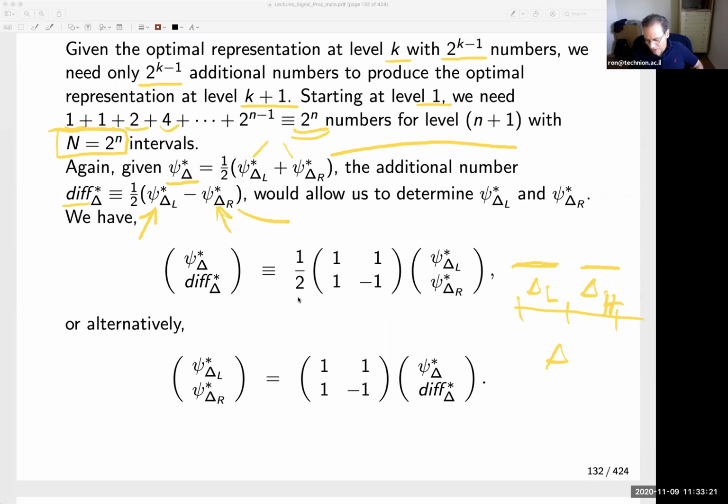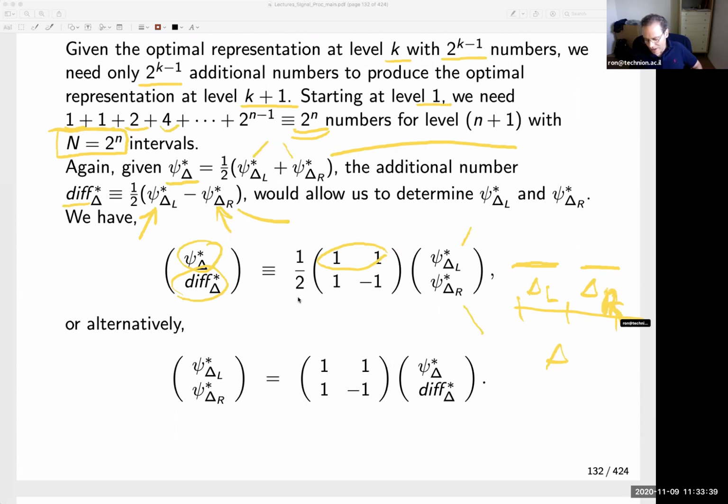So if the whole equals the sum of the left and the right, and the diff equals the subtraction of the, here it's called left and right, okay?